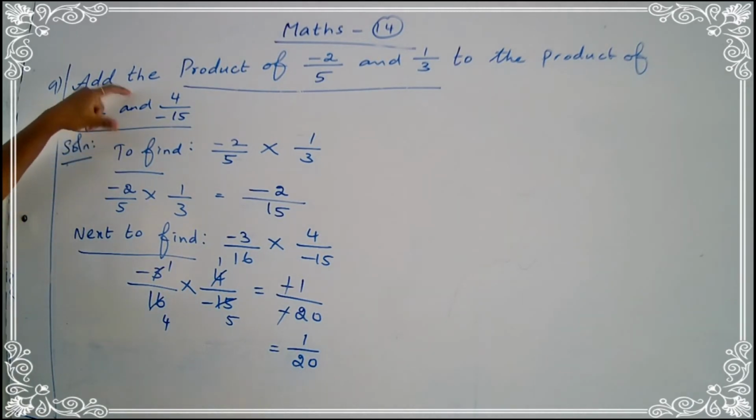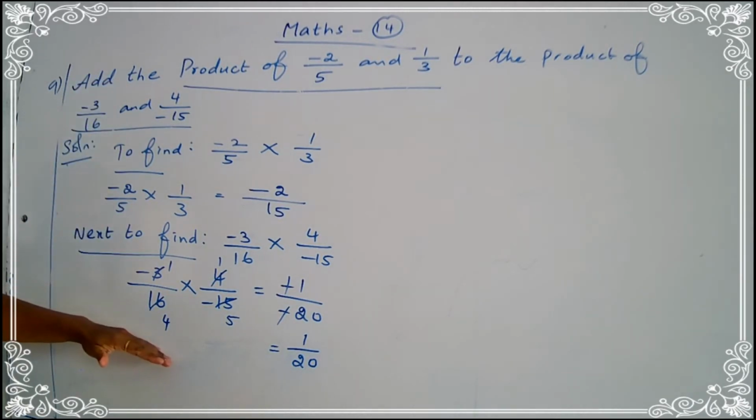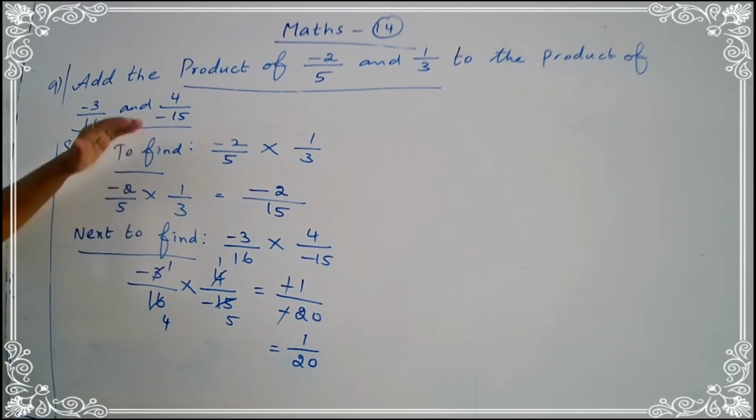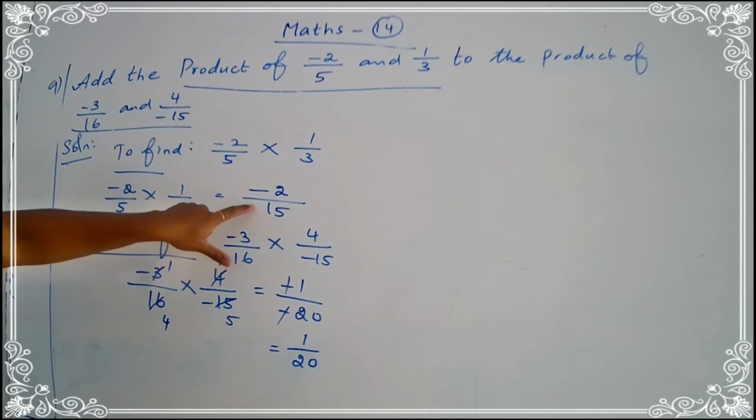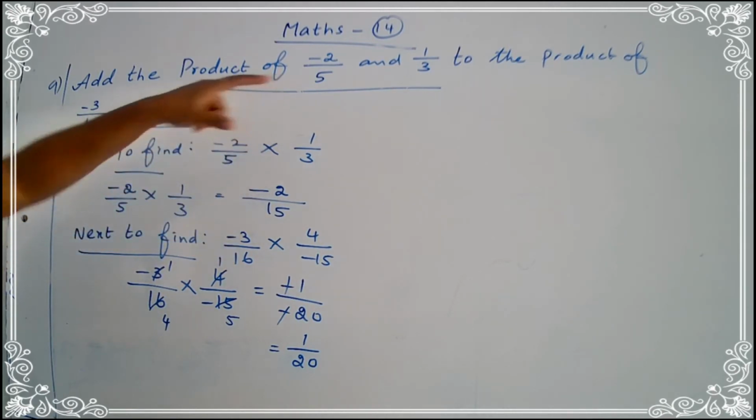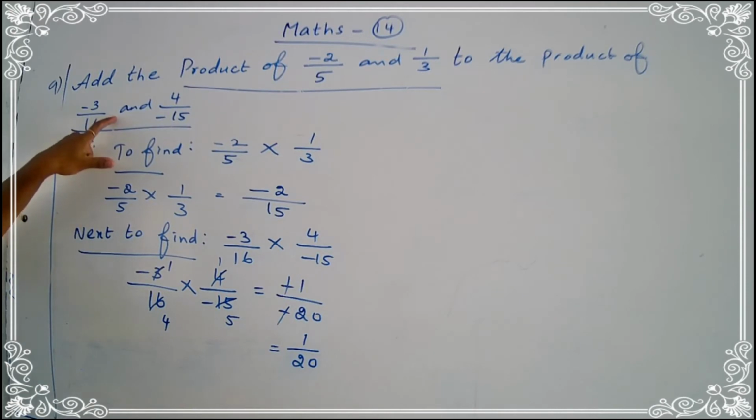Your question is not completed. Yes children, now you find the value of the product of minus 2 upon 5 and 1 upon 3. The value is minus 2 upon 15. And the product of 3 upon minus 6 and 4 upon minus 5, the value is 1 upon 20.